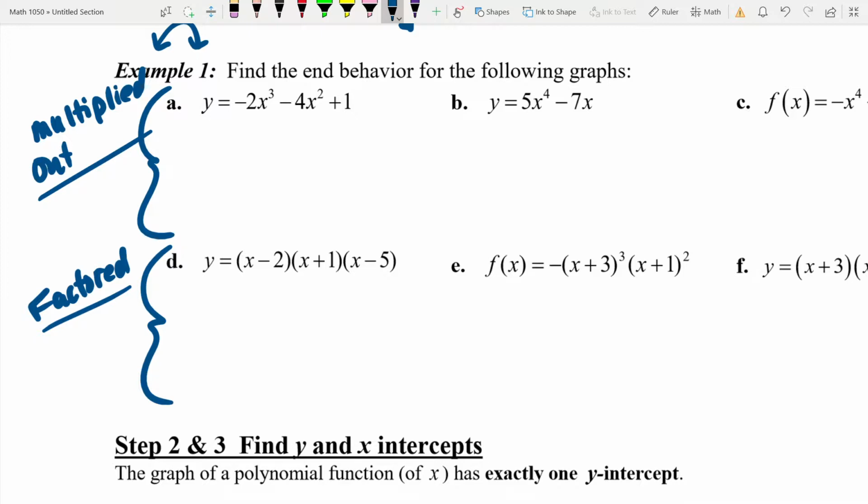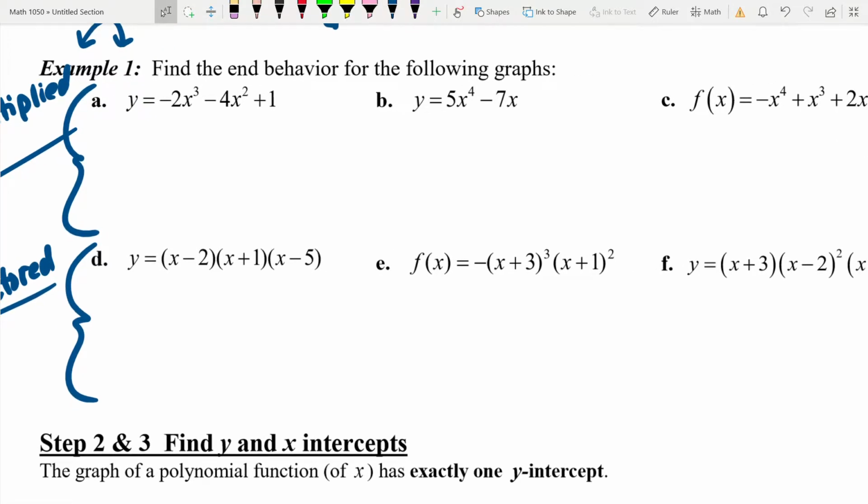A, B, and C are so easy. Look what you do. Okay, everybody watch. You look at the biggest exponent, which is a 3. You disregard the 1 and the negative 4x squared, because those don't dominate the end behavior. The end behavior is dominated by the biggest exponent, which is a 3. Okay, now watch. 3 is odd. Odd means cubic, so it's going to look like that. But we have a negative in front, which means to reflect. So the graph is actually going to look like that.